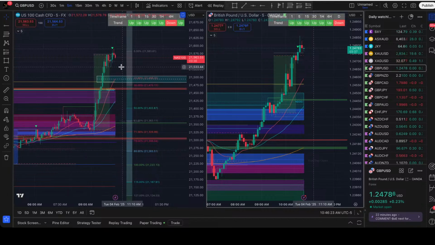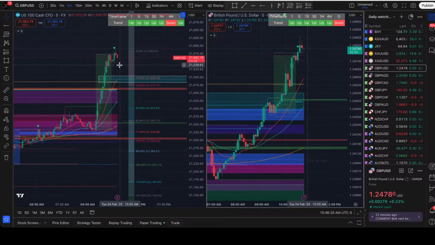NAS now slowly coming back down. I want to see it push past that 20. I want to see what it does in the purple zone, but let's see. It could just bounce off this zone.